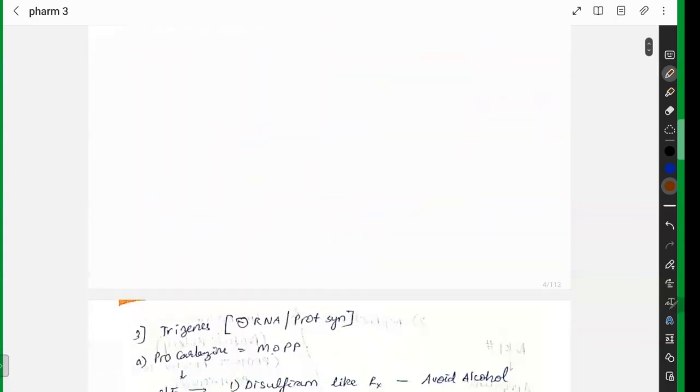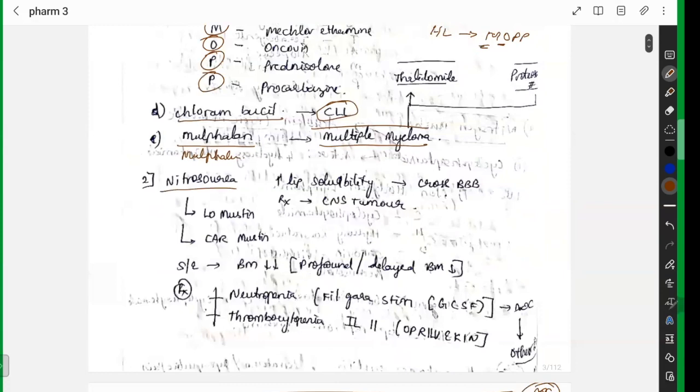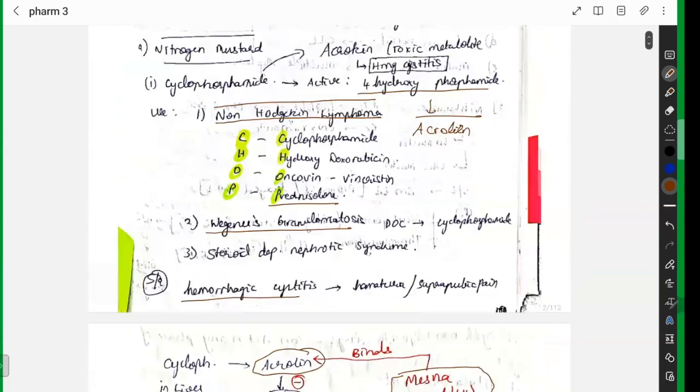Next, we are going to move towards the nitrosoureas. So first, what we saw was nitrogen mustard.